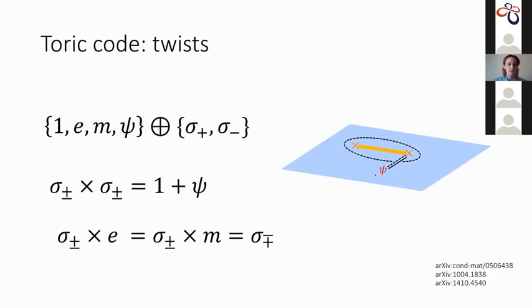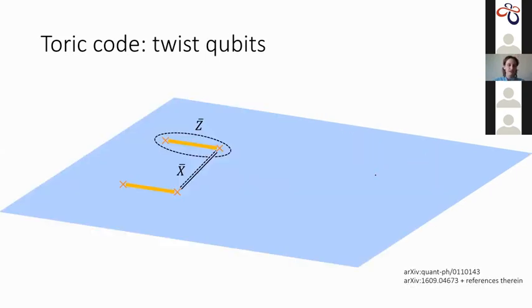If you think about fusing two of these defects, then you get some superposition of 1 and psi that was stored as a non-local variable before you fuse them together. And you can flip between them by fusing them with an E or an M. Okay, so similarly to the holes, you can use a pair of twists to encode a qubit. Again, I'm assuming vacuum total charge.